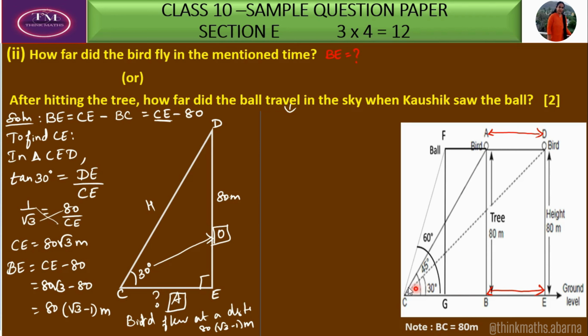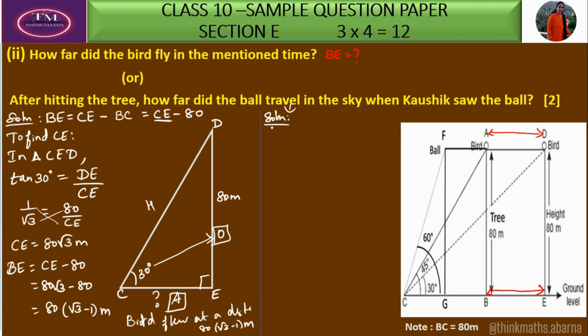How will you find BG? From CB, if we take out CG, you will get BG. Okay. How will you find CG? So CG, in this right angle triangle CGF, which makes an angle 60 degree, if we find out the value of CG, then we can find out the value of BG. Okay, so let us start the solution.